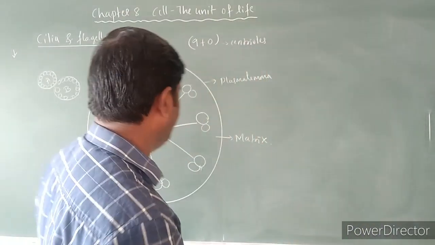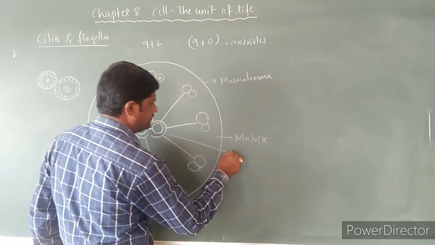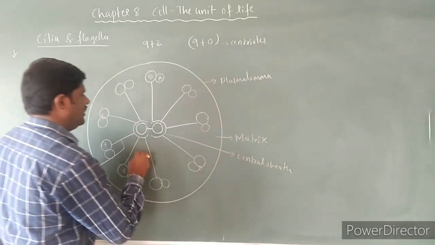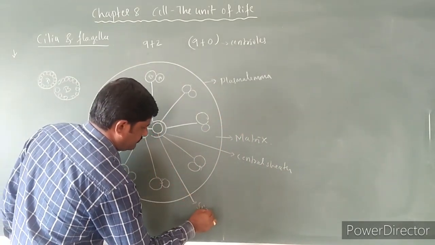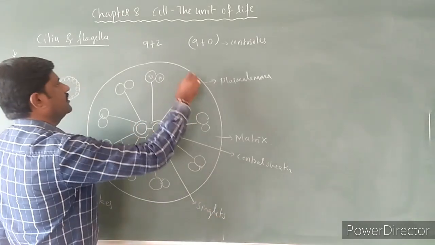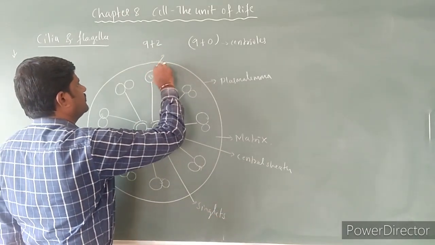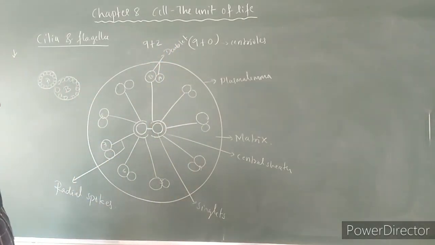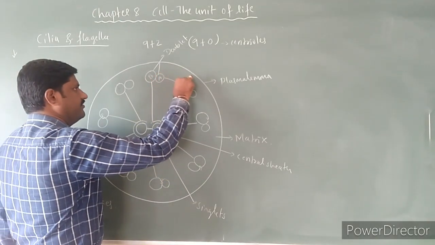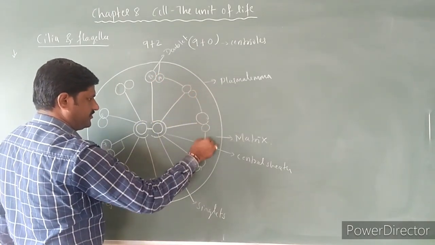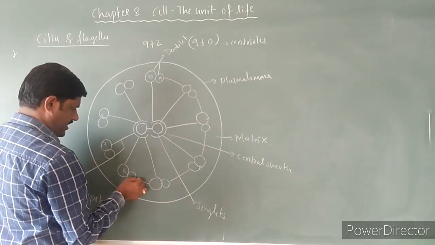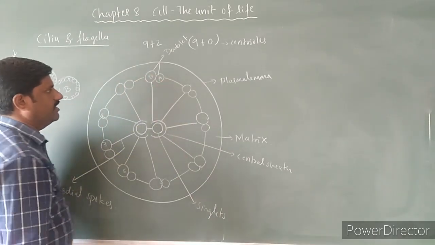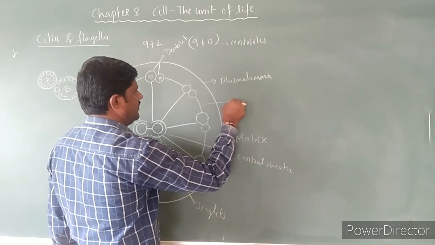So this is nothing but the central sheath, this is the singlets, and this one is the doublet. See here, there is a link between two doublets. There is a link between two doublets. These are inter-doublet proteins.